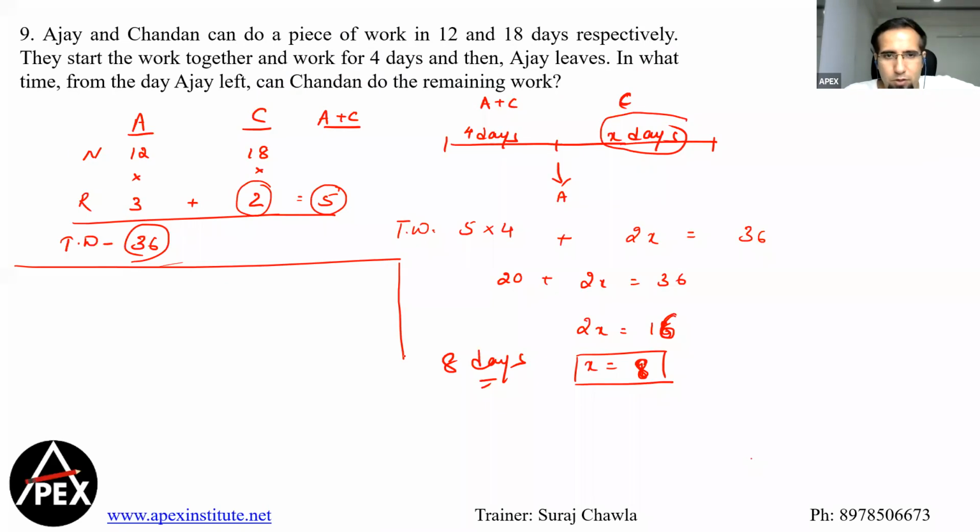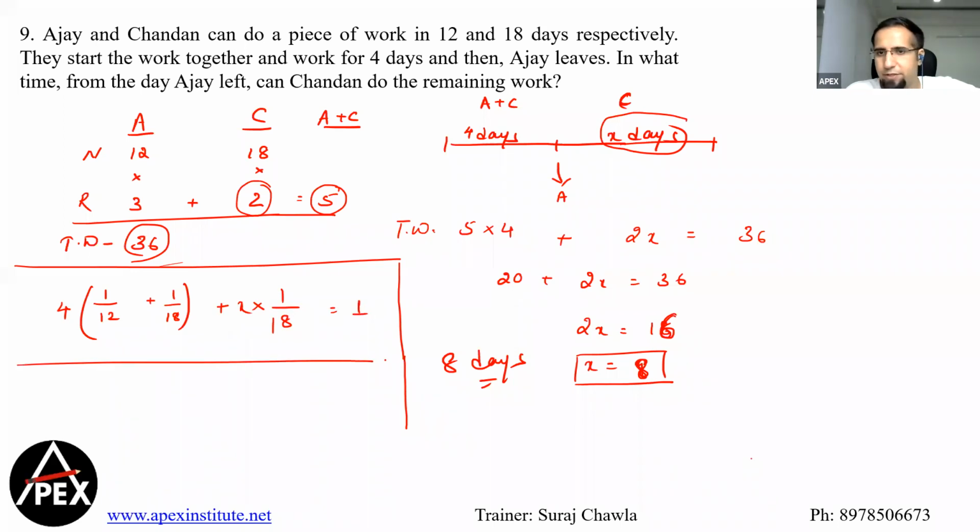Second method for Ajit, because he wants both the methods. So A plus C, A in one day will do 1 by 12, C in one day will do 1 by 18, into 4 plus 1 by 18 into x is equal to 1. This is the fraction method, guys. Clear? Can I proceed? Great, guys.